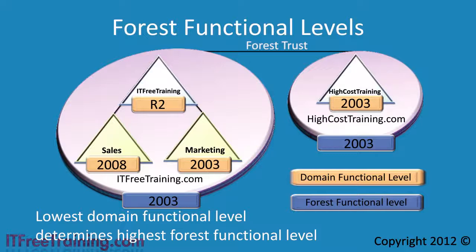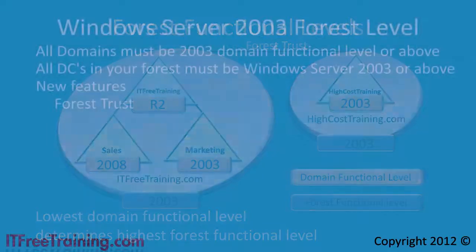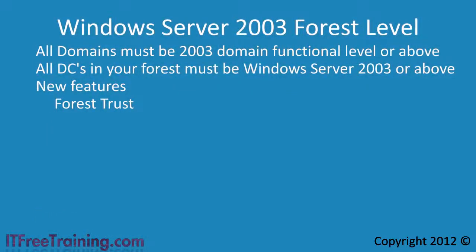The forest trust allows easy resource sharing between the two forests. This is the first feature of the Windows Server 2003 forest level. The second feature of the Windows Server 2003 forest level is that you can rename domains. If your company decided to change its name, you may also need to rename the domain. Before attempting this, I would do your research on the effects of renaming a domain.